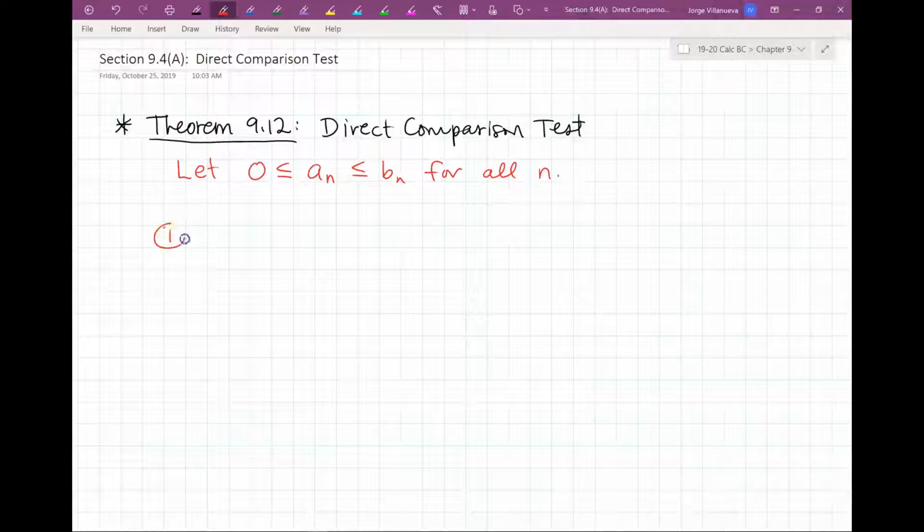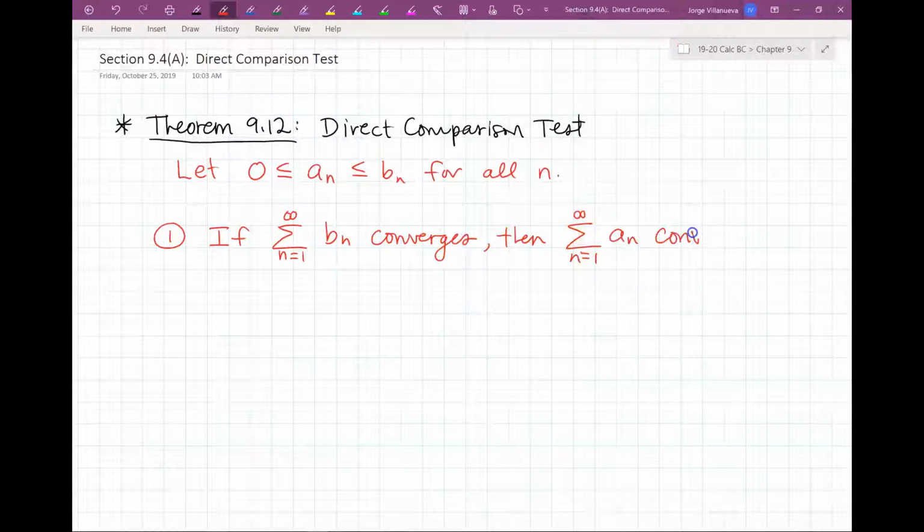Now there are two situations. Situation number one: if the sum as n goes from 1 to infinity of b sub n converges, then the sum as n goes from 1 to infinity of a sub n converges. Let me explain this one, but go ahead and write it down. It says if the sum of b sub n converges, then the sum of a sub n converges.